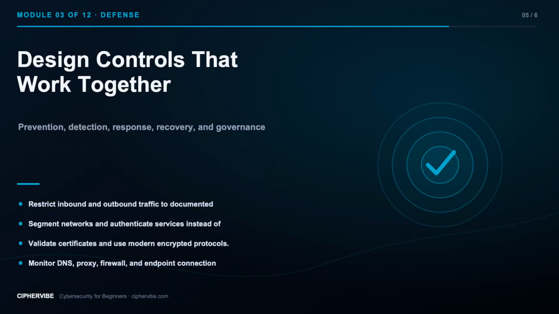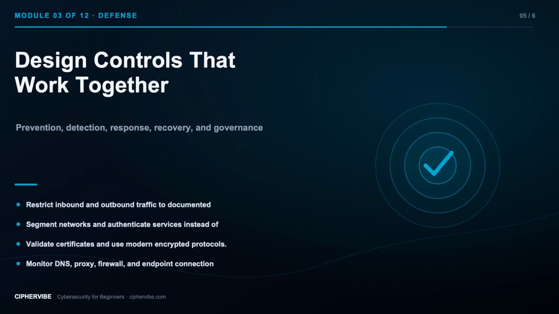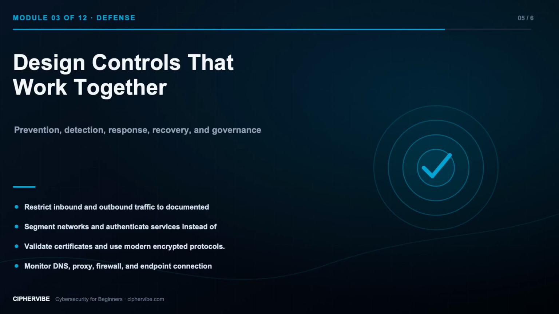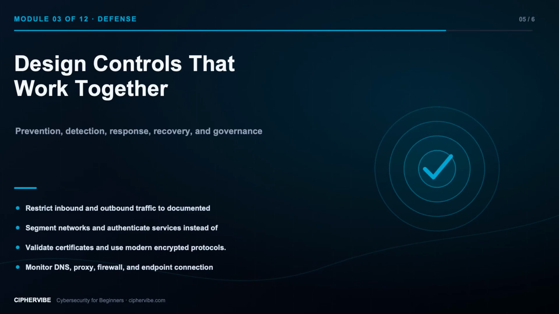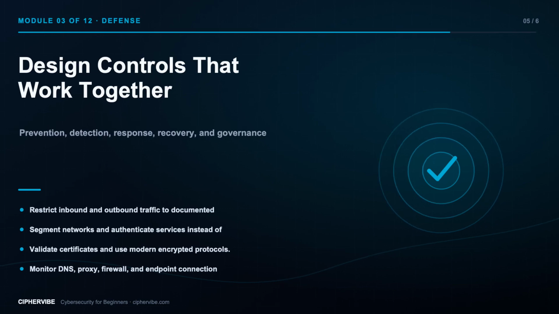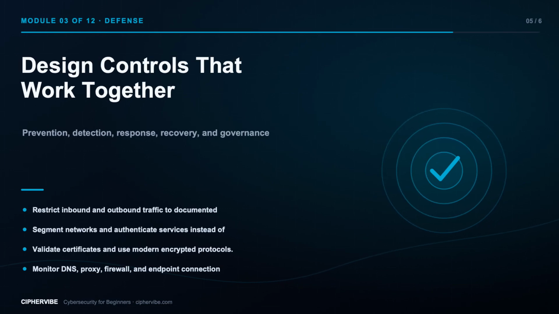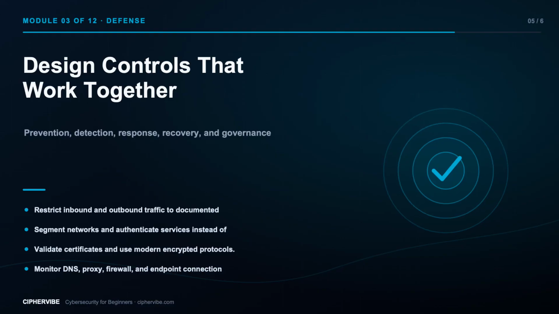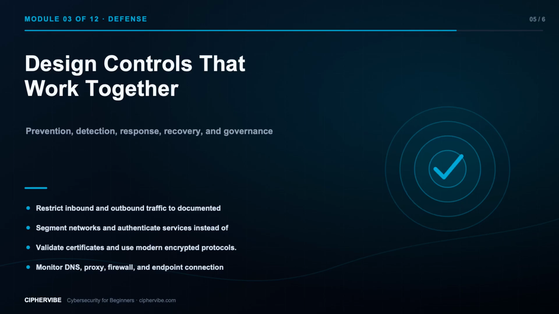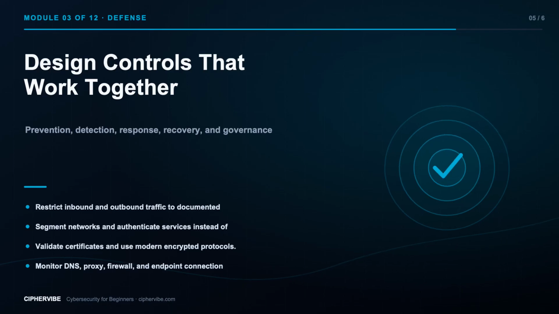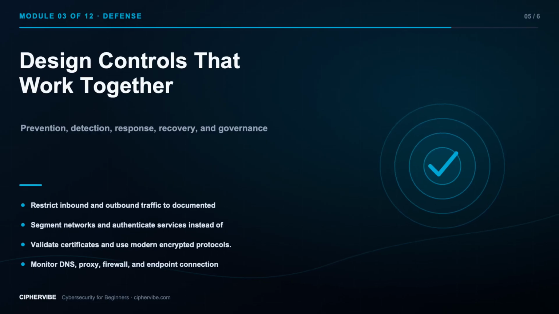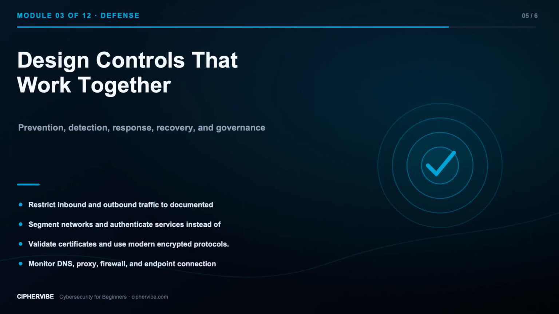Reliable security uses layers because no single control can prevent every failure. First, restrict inbound and outbound traffic to documented business requirements. Second, segment networks and authenticate services instead of relying on location alone. Third, validate certificates and use modern encrypted protocols. Fourth, monitor DNS, proxy, firewall, and endpoint connection records together. Fifth, protect capture files with limited scope, retention, and access.